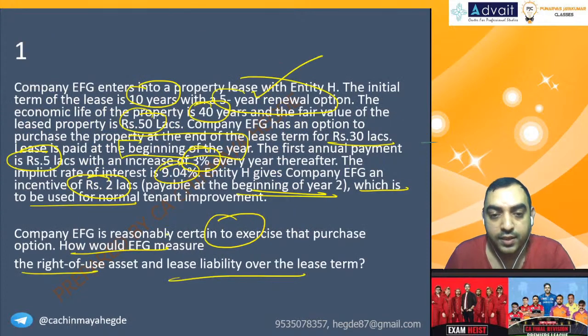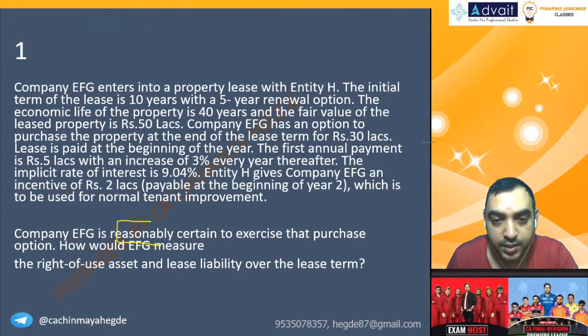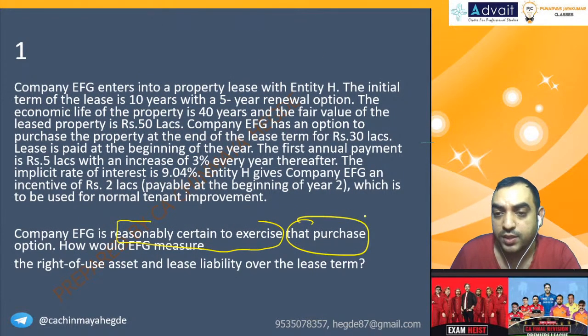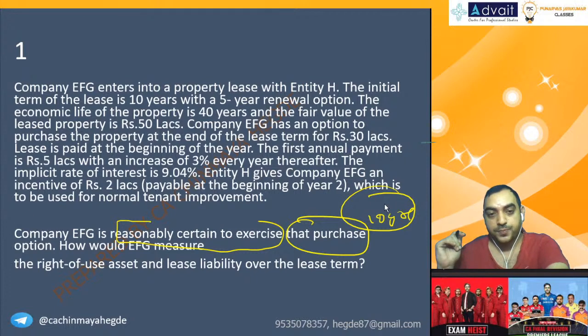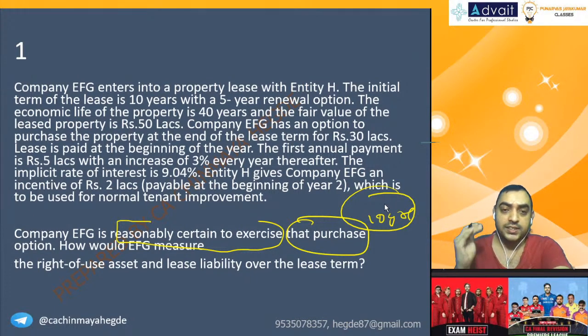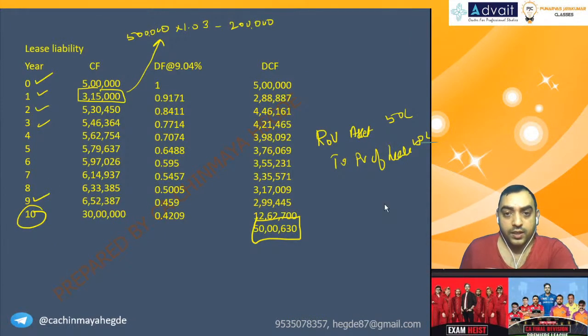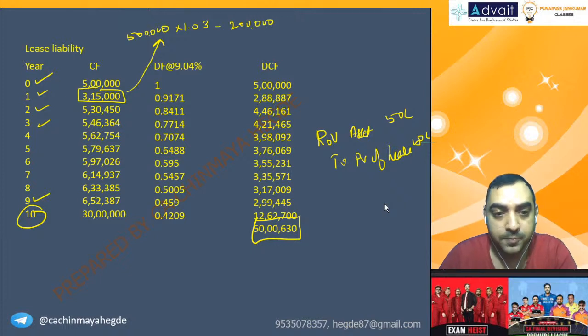Since the question said the entity is reasonably certain to exercise the purchase option, we have taken the 10-year period only. If the entity did not have it, then you could have gone for 15 years. But here they said the entity is reasonably expected to exercise it, so I've taken the 10-year period. Okay. Any question? Shall we go further?